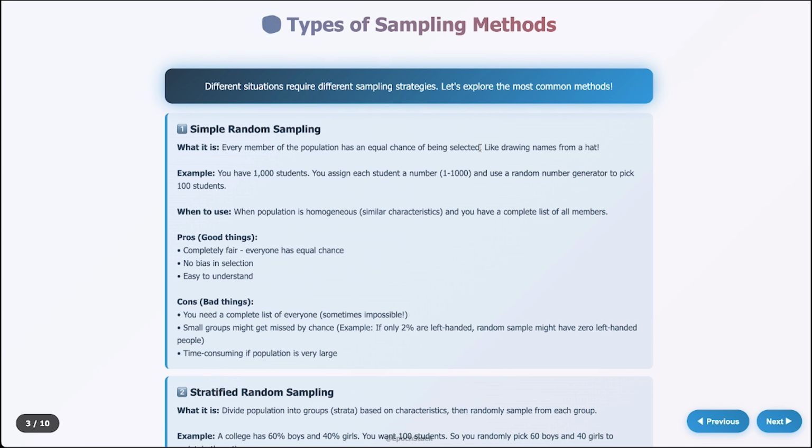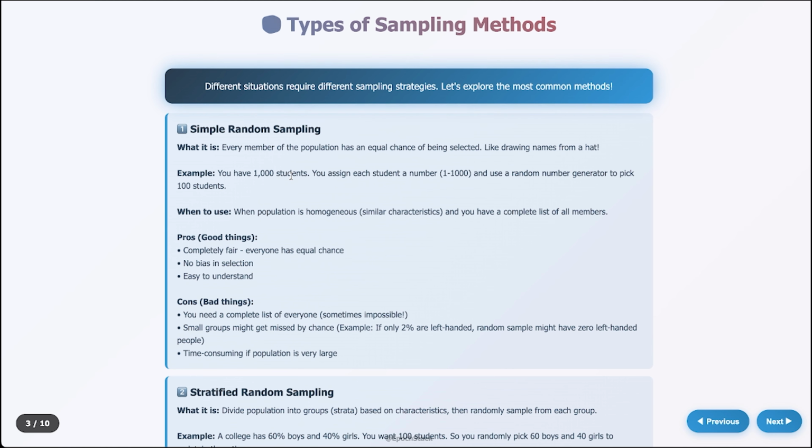For example, you have a hat, and that hat contains name slips of 100 people, and you have to select 10 names. So you will be picking the slips randomly. In that case, those 100 people have an equal chance of being selected. Or for example, you have 1,000 students and you assign each student a number from 1 to 1,000.